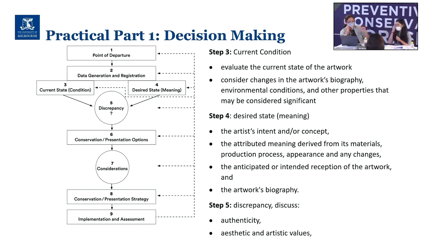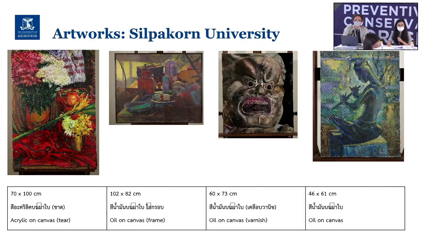So the plan is that these tables here will be for the decision making practical. We're going to divide up into three groups and we're going to keep circling around. So these tables here, you'll have about 8 people working on practical one decision making. And you'll be working on one of these paintings from the Silpakorn University collection, and then these paintings will form your focus for that practical one.